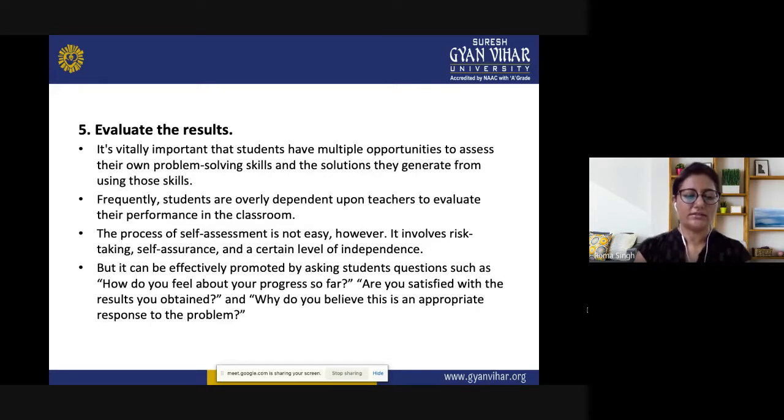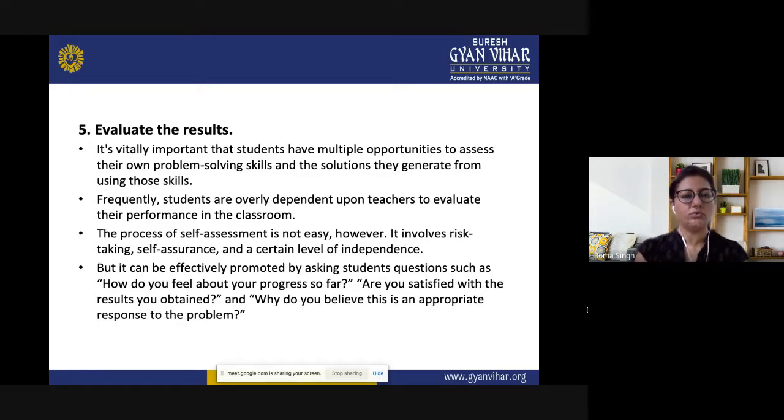Then the next step is evaluating the results. Now they have found out the options, the solutions. Now they have to evaluate whether the results are okay or not. So it's vitally important that students have multiple opportunities to assess their own problem solving skills and the solutions they generate from using those skills.